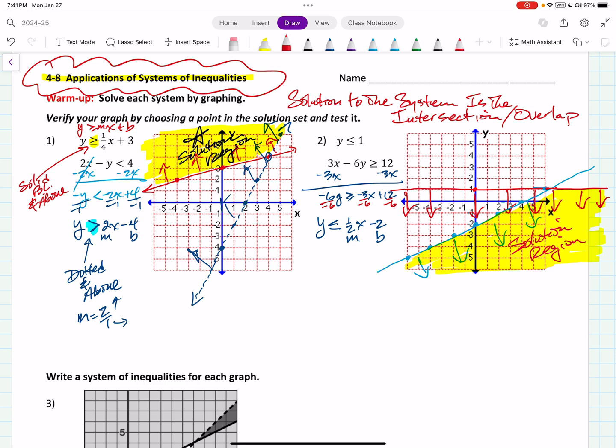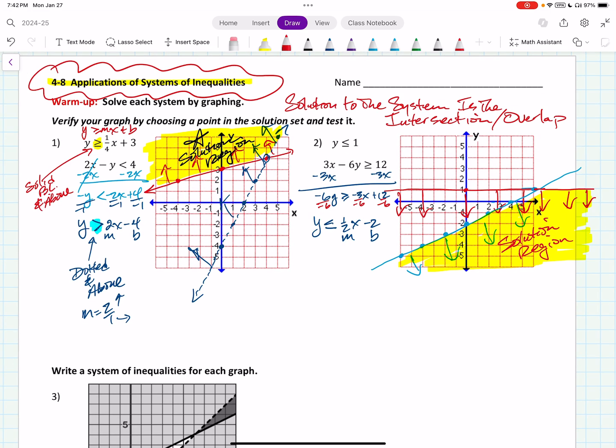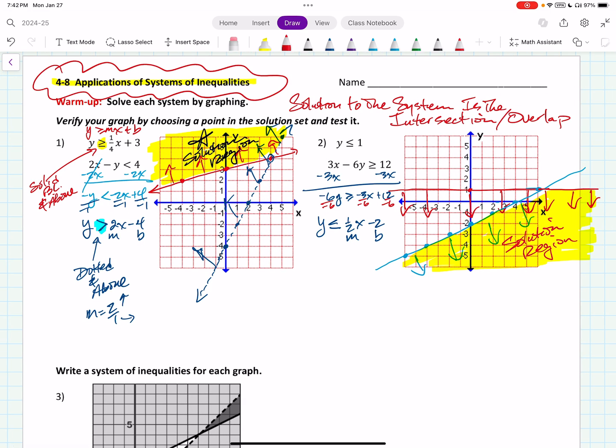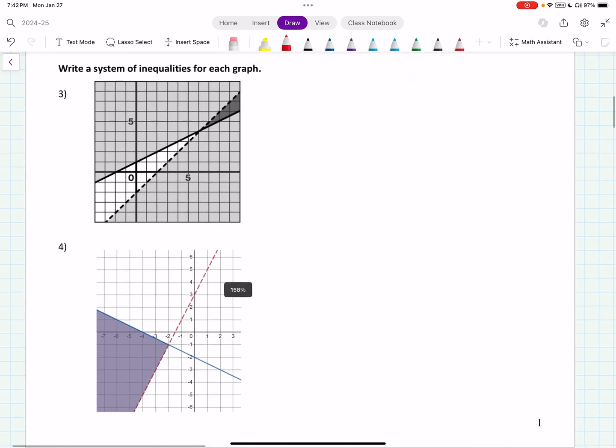And we've been working on systems like this for over a week, so those are two of the basics there, and there's your warm-up right there. You should be good with that. Now let's reverse the process. If I give you the graph, can you come up with the system? That's numbers 3 and 4. So let's go ahead and go through that.